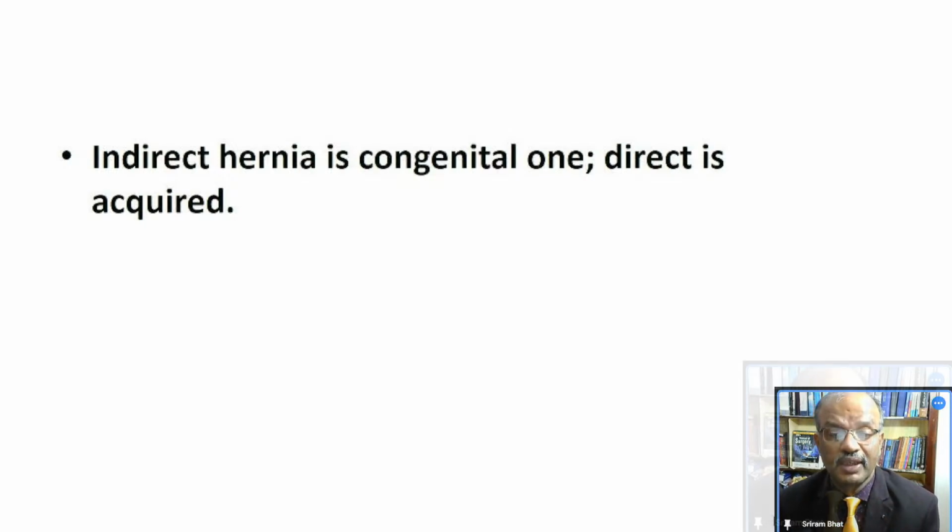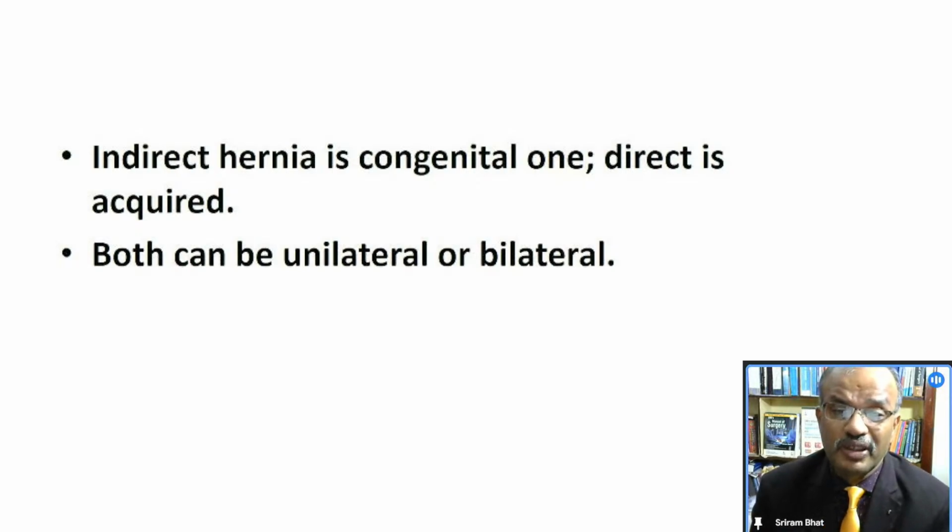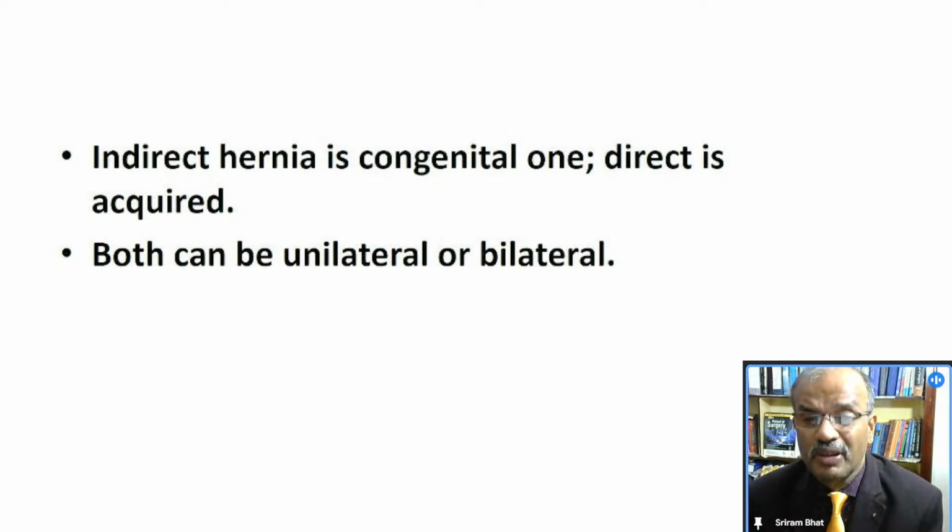Direct is always acquired. Both can be unilateral or bilateral, but direct is commonly bilateral. Indirect, in the initial phase, is at least unilateral, but eventually the opposite side also can have a preformed sac, a congenital one, which we won't know about but may present later. Through laparoscopy, you will be able to identify the defect very clearly on the other side, even though clinically there is no hernia and the individual presents as a unilateral hernia.